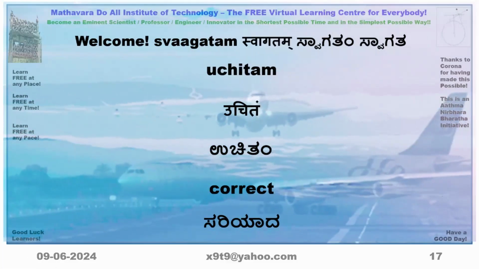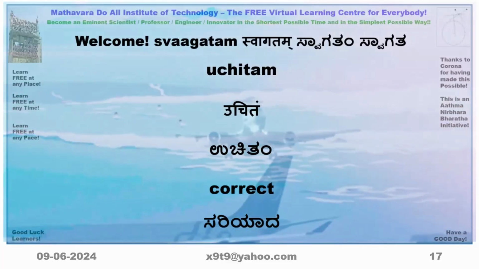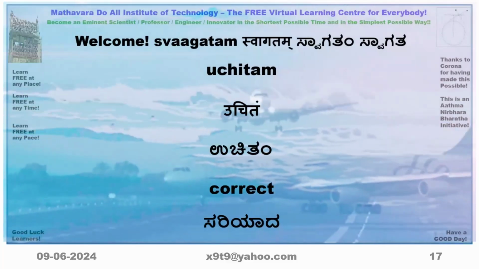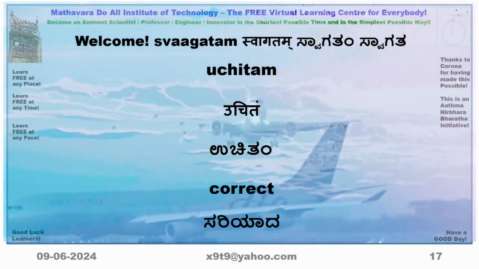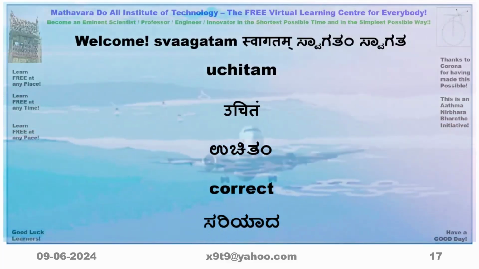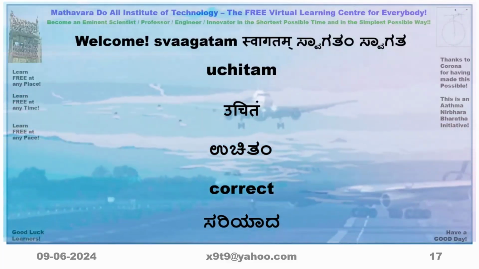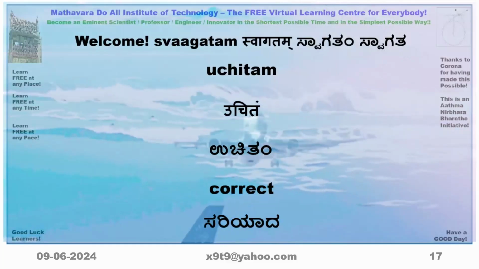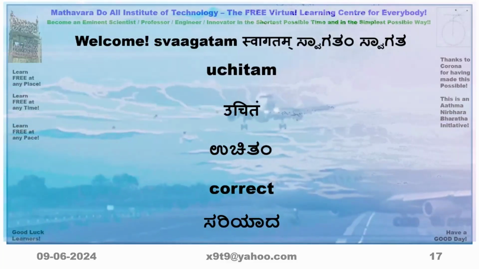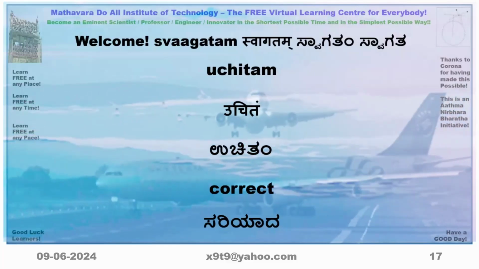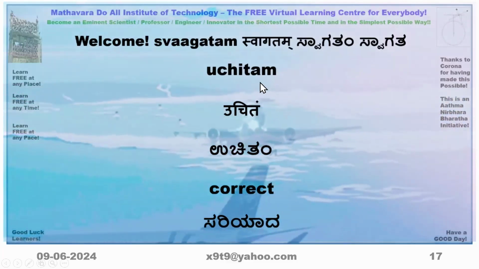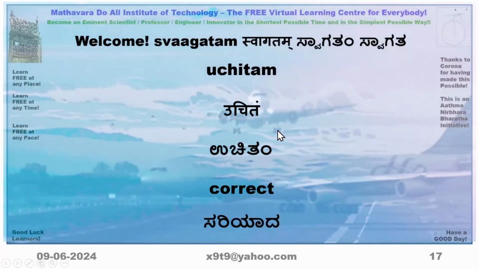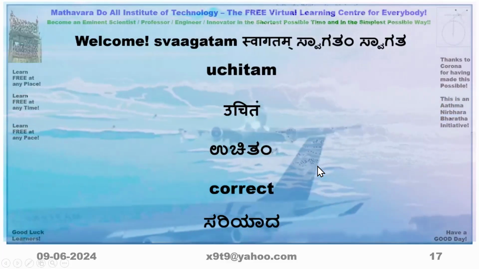Now, see, for "accurate" I found nearly 52 words. In a dictionary there is something called a thesaurus, is it not? In a thesaurus, if you put one word, it will give several equivalent words that can be used. Now, accurate has one other meaning: correct. In Kannada it is sariyada. In Sanskrit, it is uchitam. This is in Devanagari script, and this is in Kannada. So accurate means correct also.